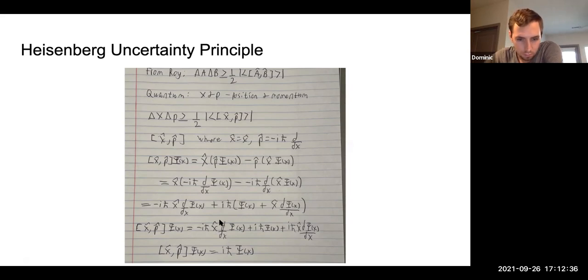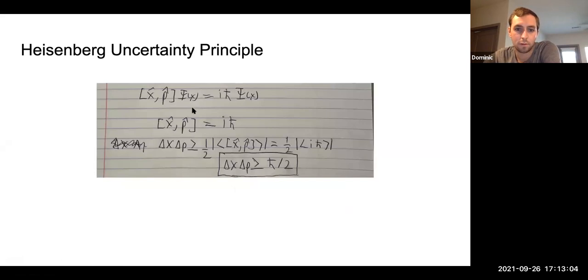So then you end up with this guy, and after you distribute the iħ through, you'll see that this term here with the iħ x derivative of psi will cancel out with the positive version of that over here. So then we're left with just iħ psi as a result from the commutator of X and P on psi. So since we know that, we can just factor out that psi, and then we get the commutator of X and P is just iħ.